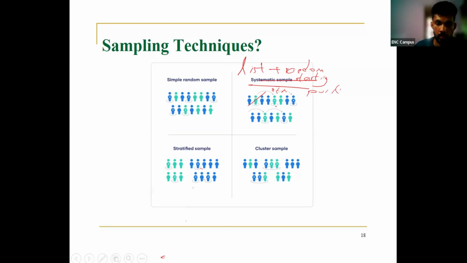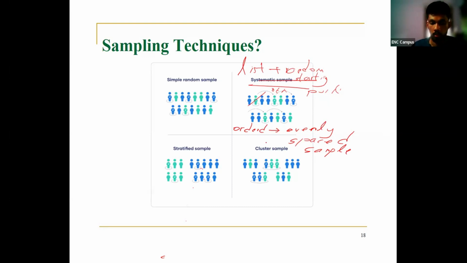So for example, let's say we have 5,000 employees. We start from the third person and pick every 50th employee, right? Every 50th employee. So we will get 3, then 53, then 106. Likewise, we are getting a sample like that, right? So this technique is used when the population is ordered and you want a quick and evenly spaced sample, right?